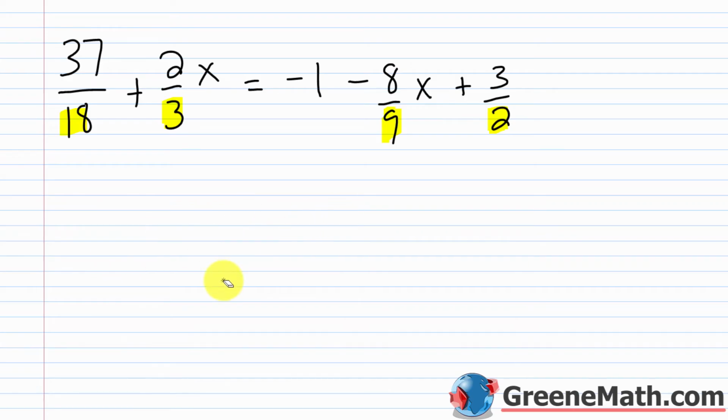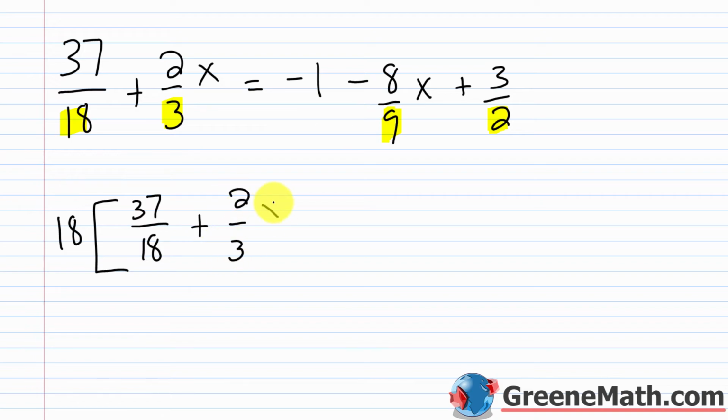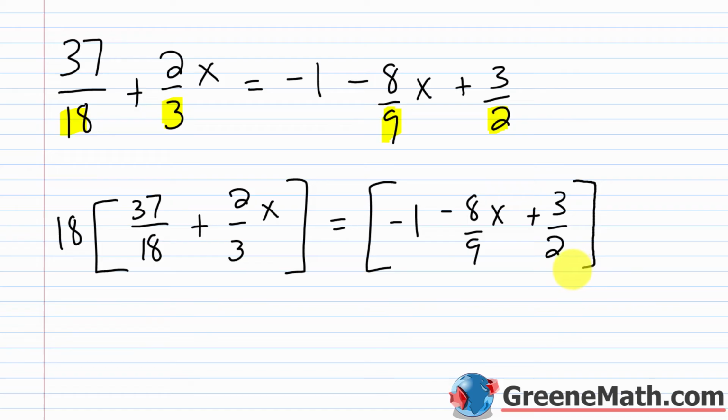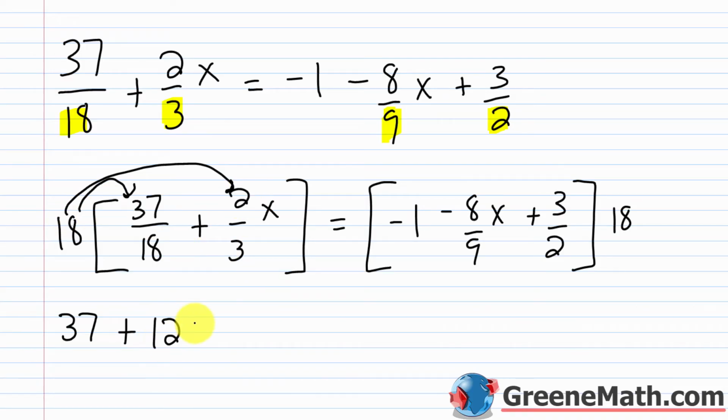All right. So now we're just going to multiply both sides of the equation by 18. Again, you want to use brackets or parentheses. Make sure that you multiply each term by 18. So over here on the left, 18 times 37/18, we know that 18 would cancel with 18, so this would just be 37. Then plus, we have 18 times 2/3 x. 18 would cancel with 3, giving me a 6. 6 times 2 is 12. So this would be 12x.